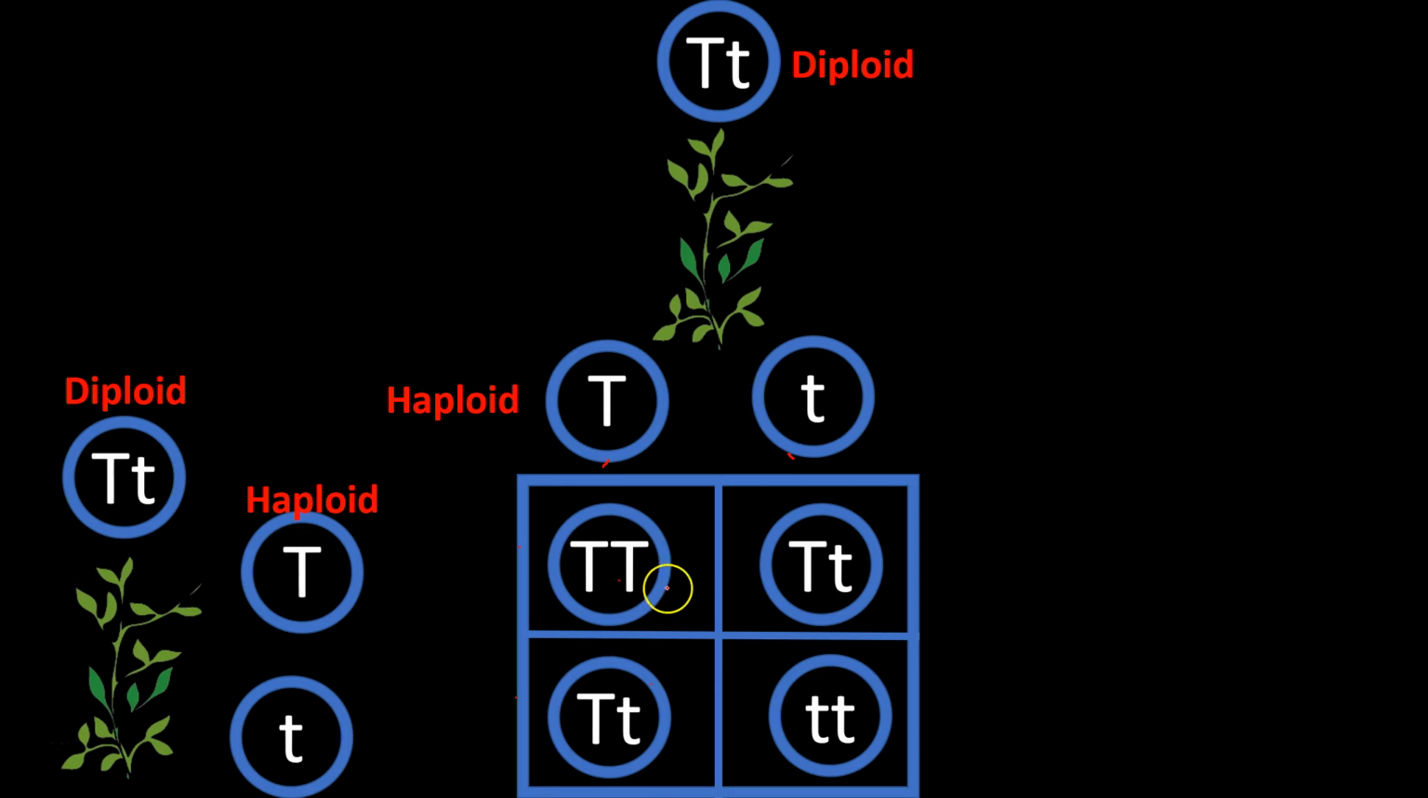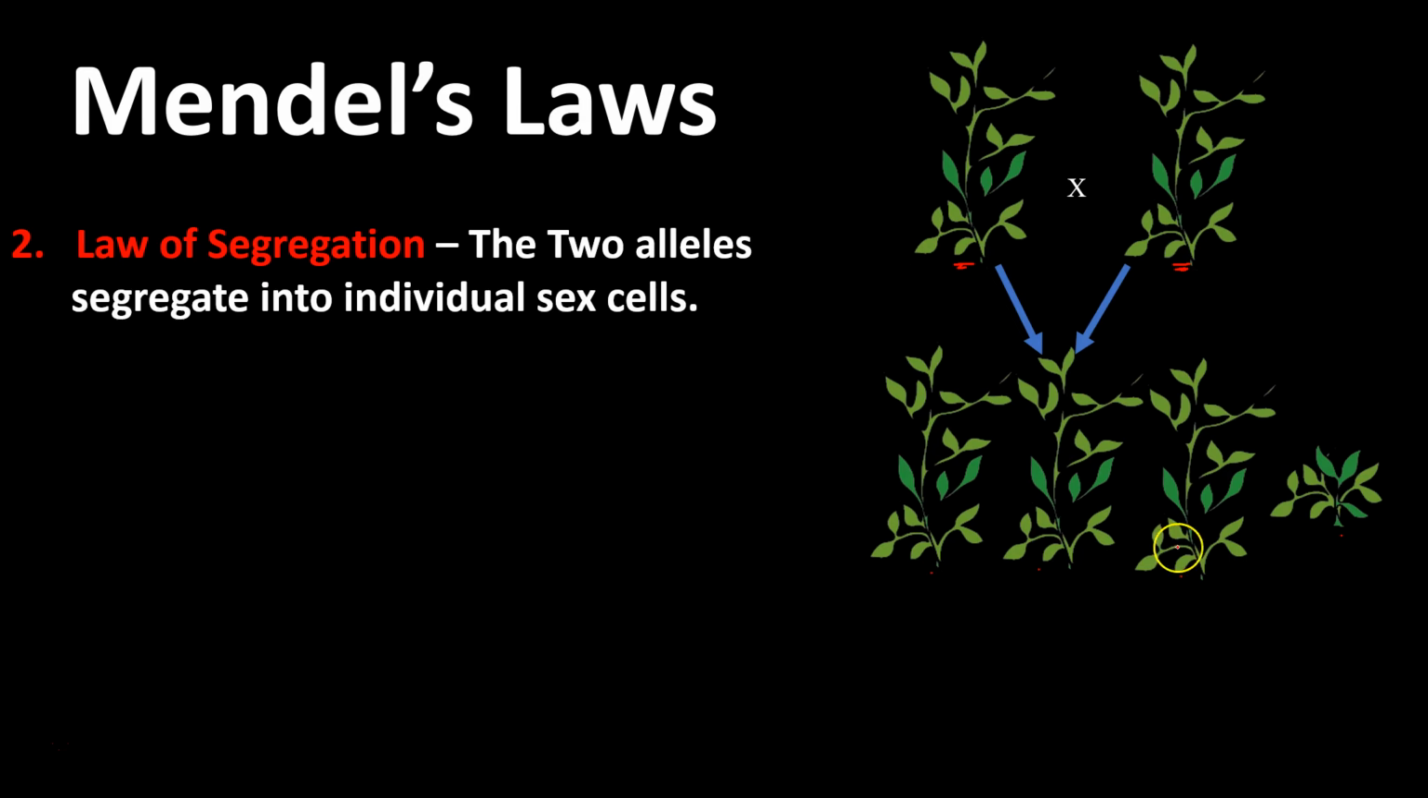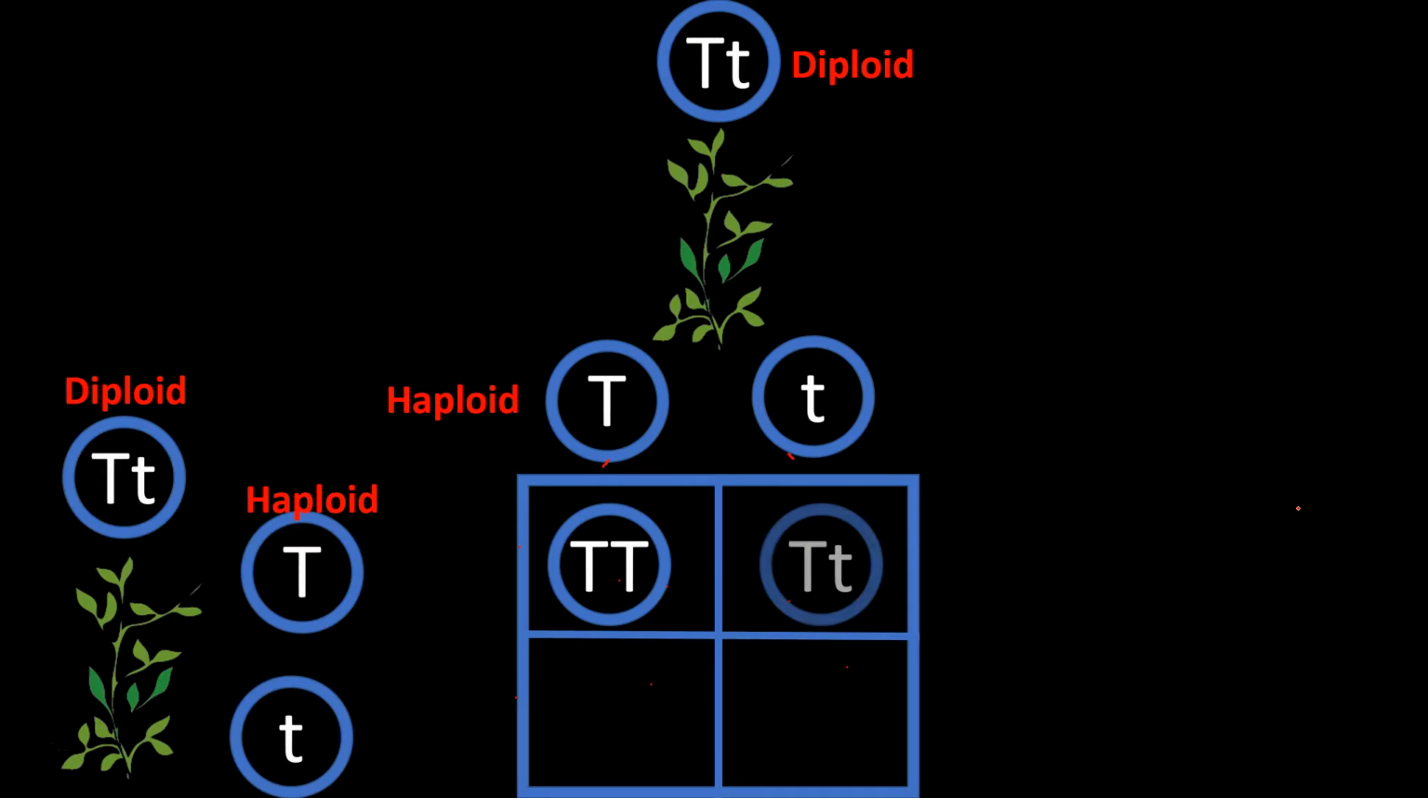Phenotypically, we have a 3 to 1 ratio of what Gregor Mendel saw. So if we go back to this slide, 3 plants were tall, 1 was short. If we go to that Punnett square, 3 plants are tall. This one right here is going to be short.